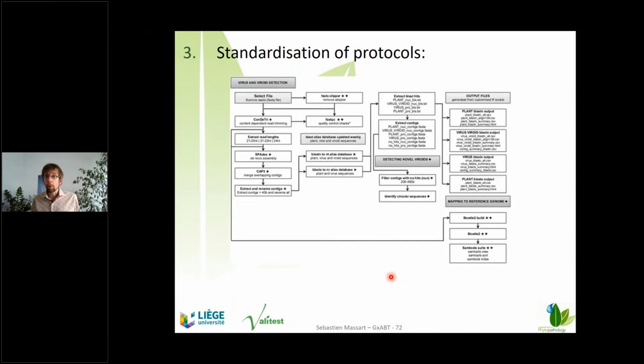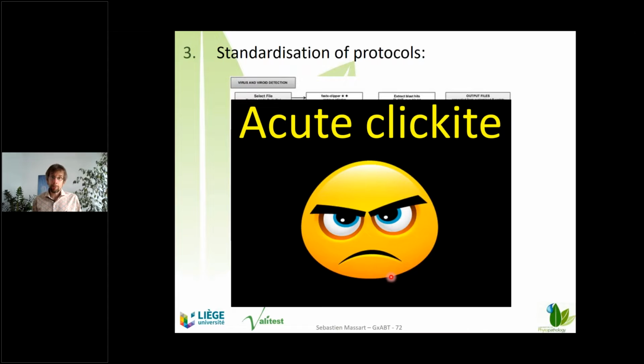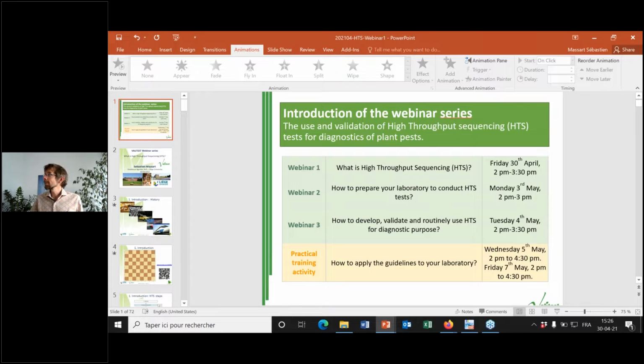An example of protocol standardization, and I just want to finish by warning you about another disease that might expand among scientists and biologists: acute click-itis. In that case, you use a user-friendly bioinformatics protocol and say, okay, let's go, the analysis. You must understand the different steps in your process in order to deliver and understand your results and to avoid creating bias. So that's what I wanted to share with you today. Thank you for your attention. I will stop sharing my screen.